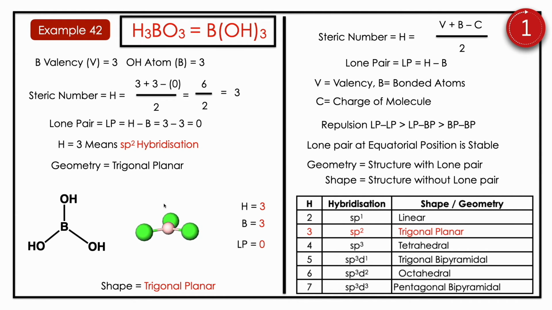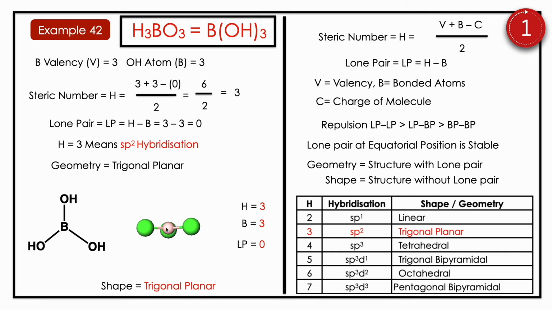Then let us look at example 42, which is H3BO3. Here the problem is complicated. To make it simple, we should try B(OH) thrice. So boron is the central metal atom with the valency of 3. OH is the bonded atom, which is a 1 atom system, which is 3. So steric number will be H equals (3 plus 3 minus 0) whole divided by 2, which gives 6 by 2 equals 3. Lone pair will be H minus B, which is 3 minus 3 equals 0.